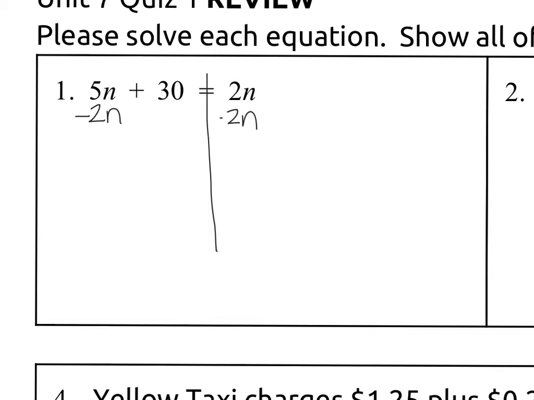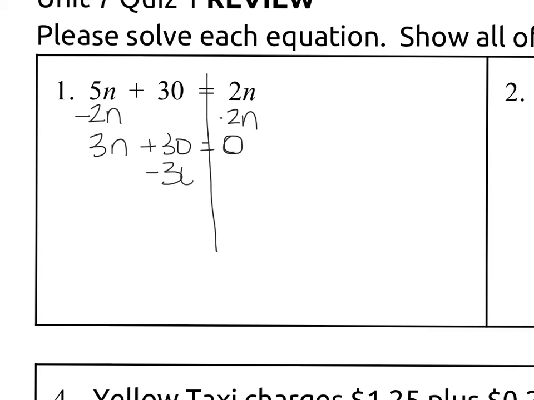5n minus 2n is what? 3n, bring down plus 30 equals 0. Where did I get the 0 from? 2n minus 2n is nothing. Okay, whole idea is to get the variable by itself. What's our next move?